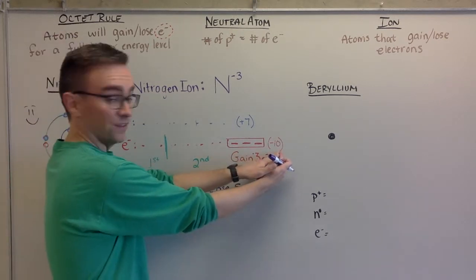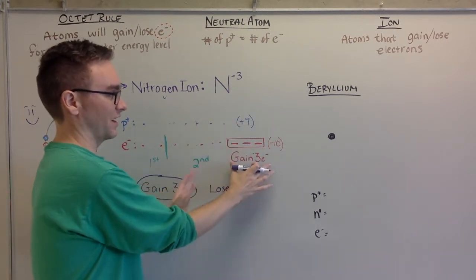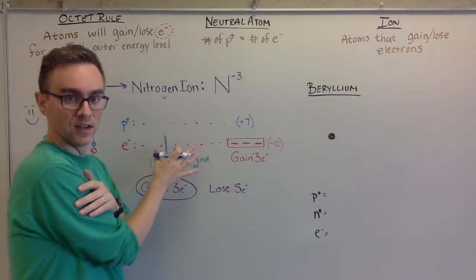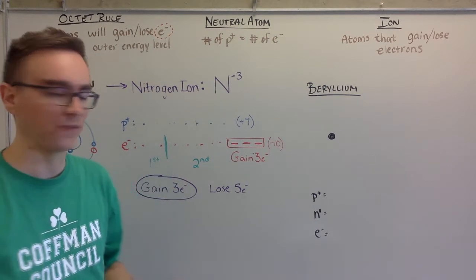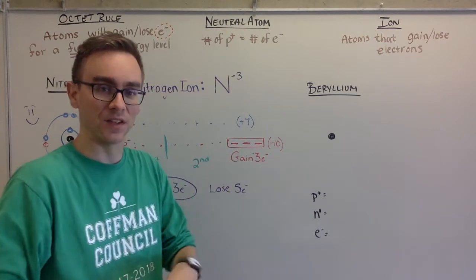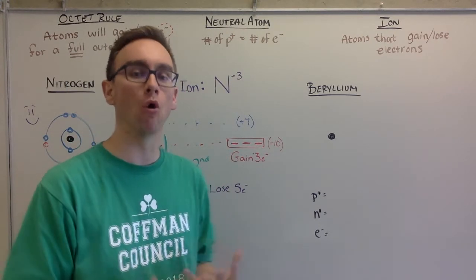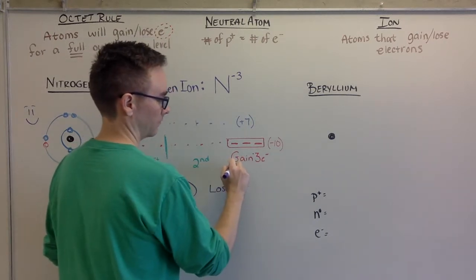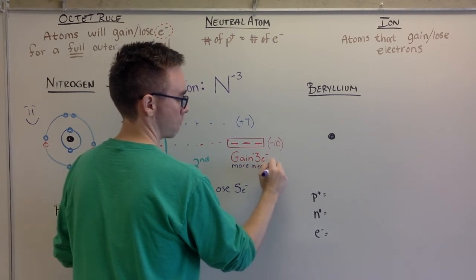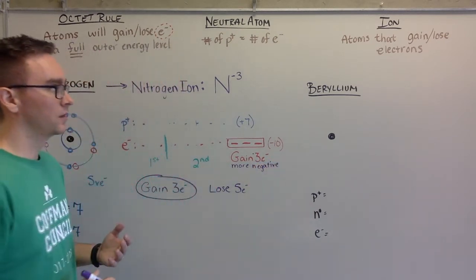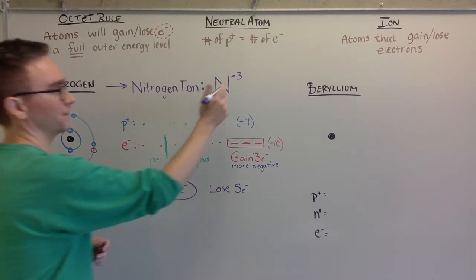Where did I get that minus 3? Is because I am more negative than I am positive at this point. I have more negative signs than I do positive signs. All right? Because I gained 3 electrons. That's where a lot of people get thrown off, is that we think gain, so this must be a positive, because gain means positive. But what we gained is a negative electron. We are now more negative than before. So now I have an ion, all right, that is a negative 3.